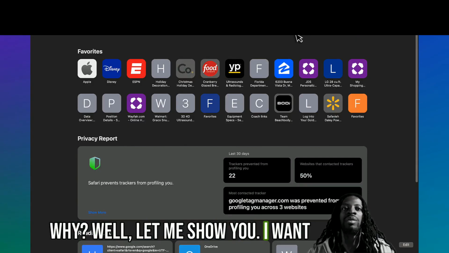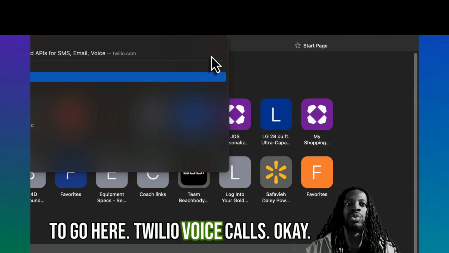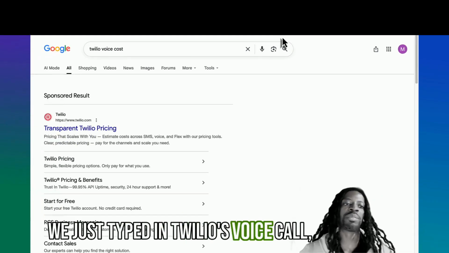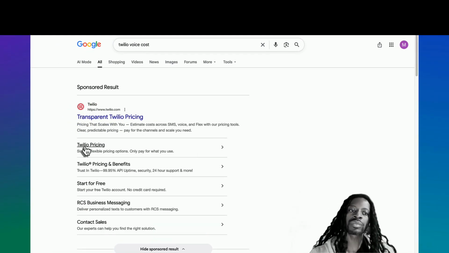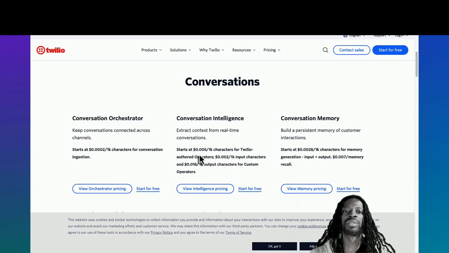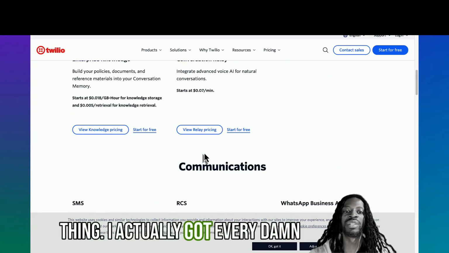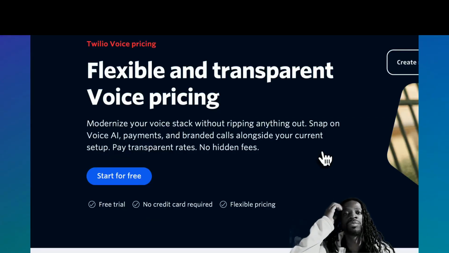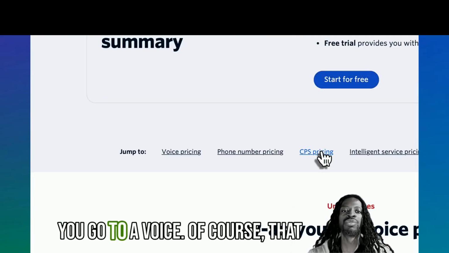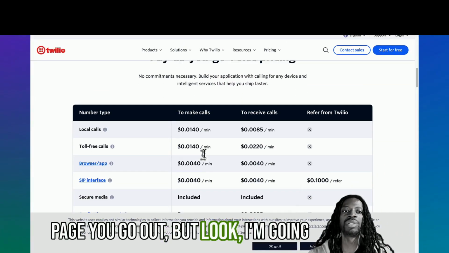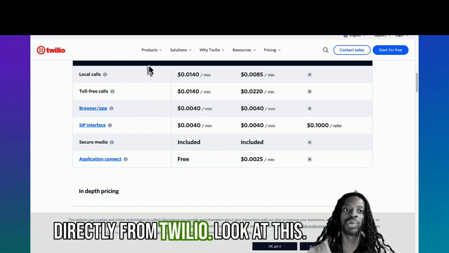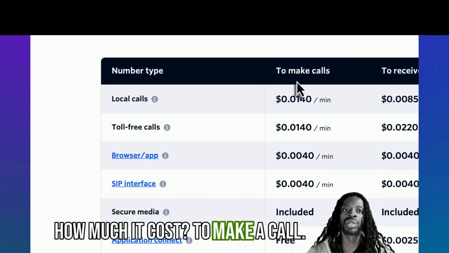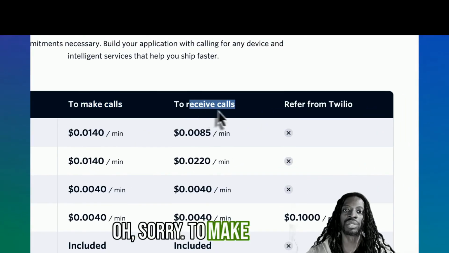I'm going to go here and we're going to type in Twilio voice cost. Okay, we just typed in Twilio's voice cost, right? We're going to click the pricing button. We're going to scroll down, and I'm going to show you the same thing I show you guys every time. When we go to voice, view voice pricing. You go to voice. Of course, that's pay as you go. But look, I'm going to show you something. This is directly from Twilio. Look at this. This is how much it costs to make a call and to receive calls.